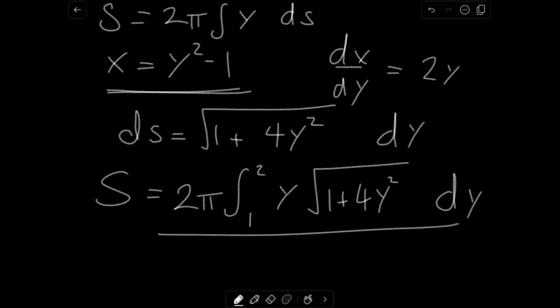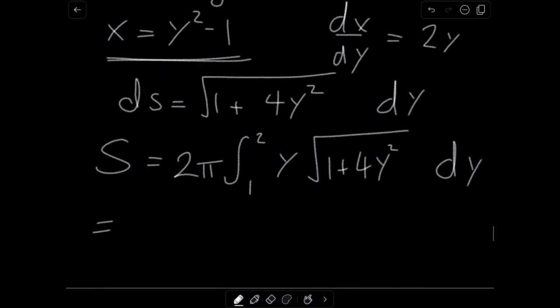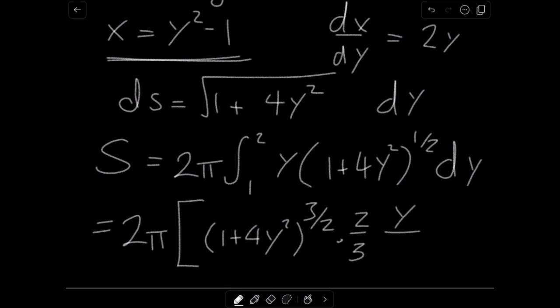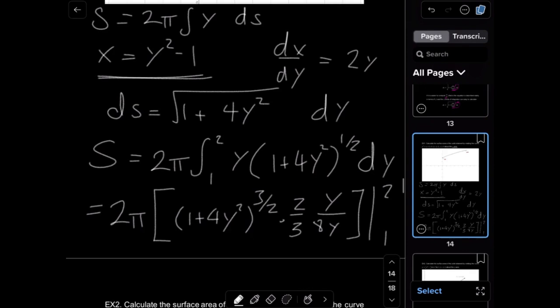And this is just a standard integral. We can use substitution on this, but I'm just going to integrate it. So it's going to be equal to 2 pi. All right, let's integrate. So this is going to become half. So it will be 1 plus 4y squared to the power 3 over 2 multiplied by 2 over 3. And then we're going to have y divided by the derivative of the inside, that's going to be 8y. And then we're evaluating it from 1 to 2. Let's evaluate that.